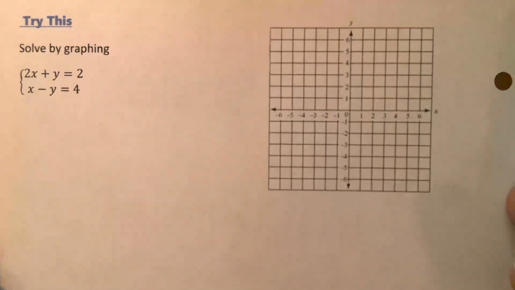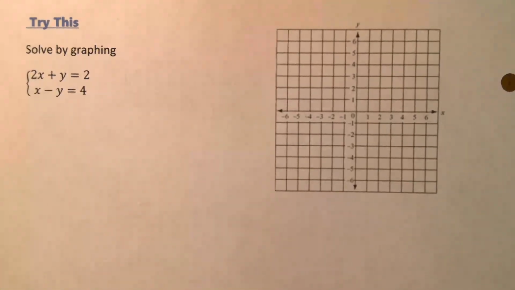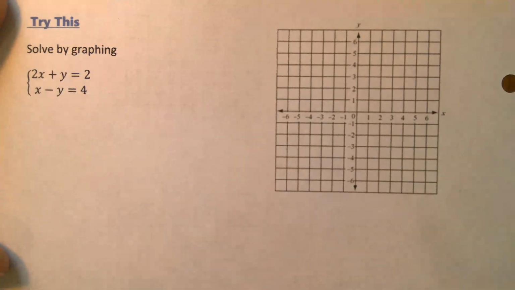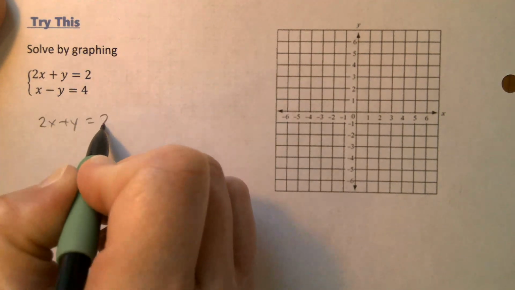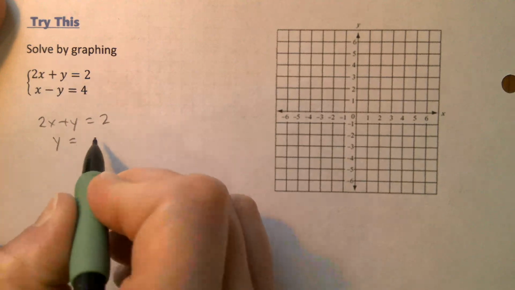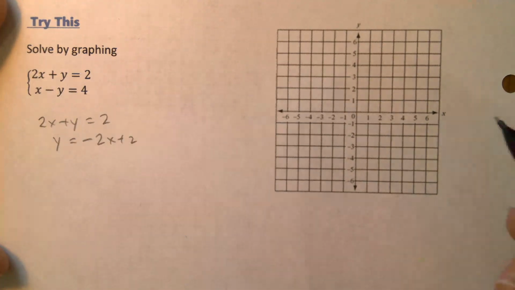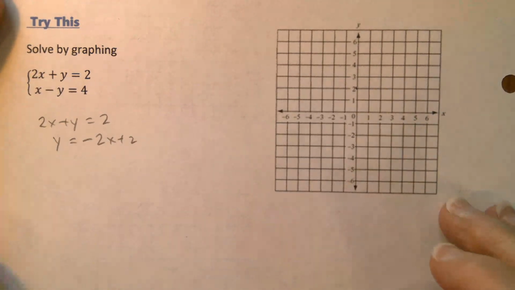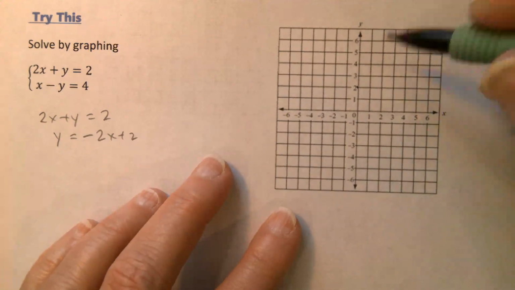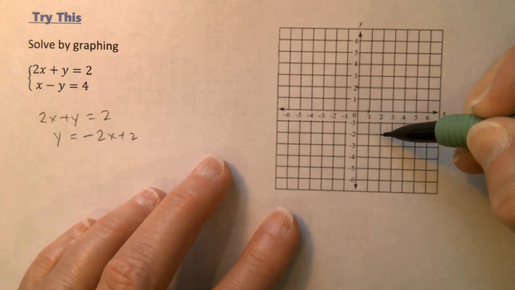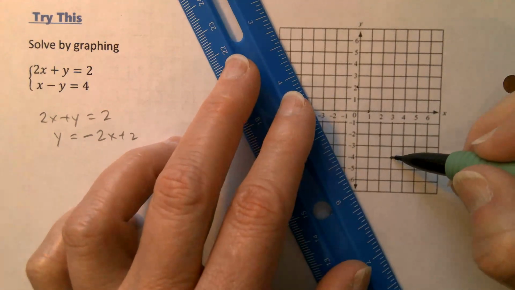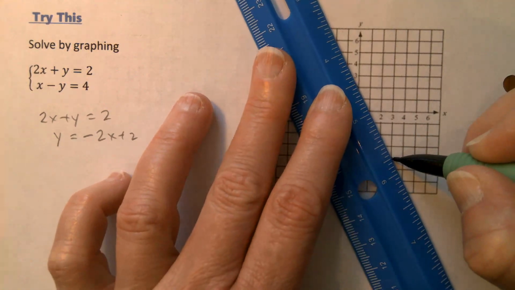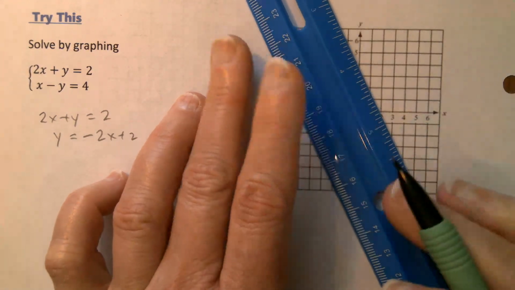All right, so let's look at the try this. We're going to graph this and solve it. So if I start with the first equation, 2x plus y equals 2, I'm going to put it in slope-intercept form. So y is equal to negative 2x plus 2. And I'm going to graph that. My y-intercept is 2. My slope is negative 2, so it's down 2 over 1, and down 2 over 1, and down 2 over 1. Again, I very carefully graph that using my straight edge. If you're not using a straight edge, it's not going to work.